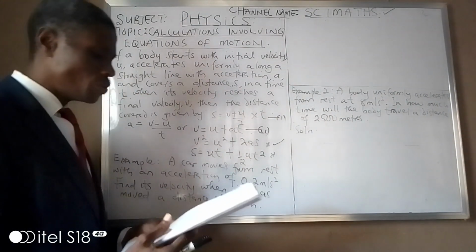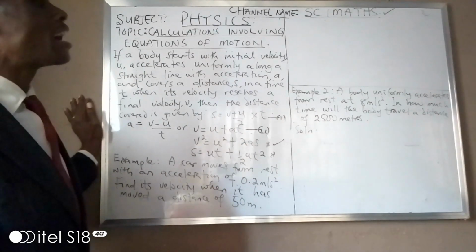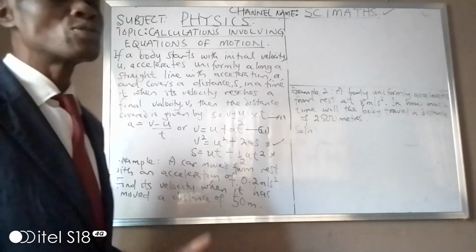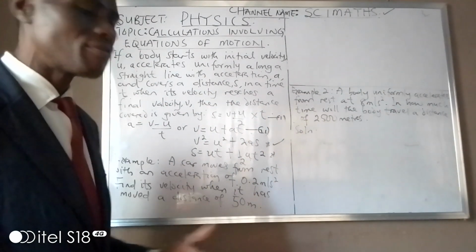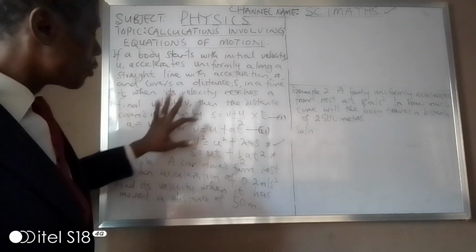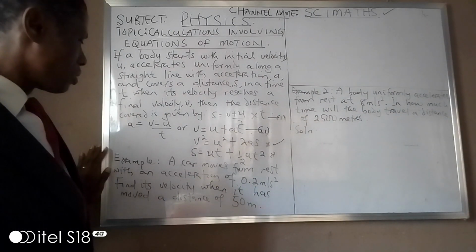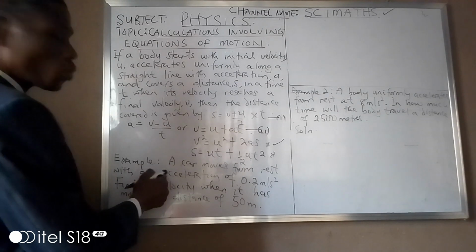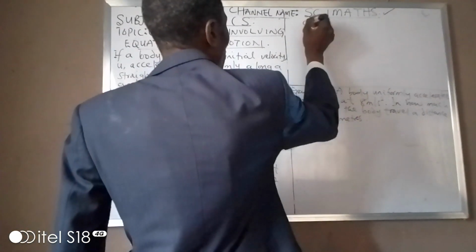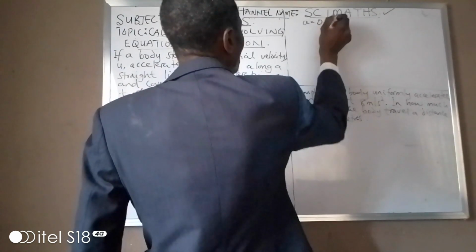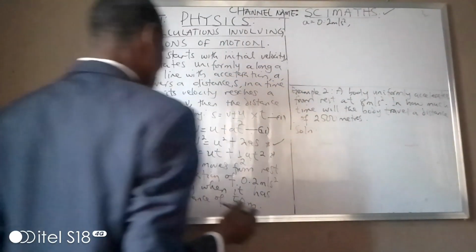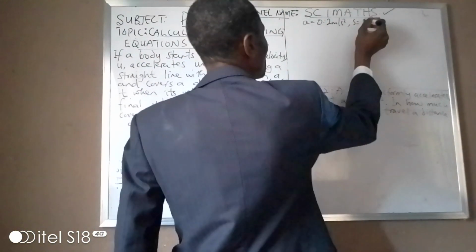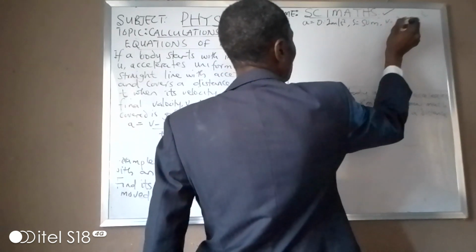From what we have there, we can see that we are looking for the final velocity, because they say the velocity reached, that's going to be what? The final velocity. Fine. So which of the equations of motion are we to apply to solve this question? Let's first of all write our parameters. What do they give us in the question? They gave us acceleration, which is 0.2 meters per second squared. They also gave us the distance moved, s, as 50 meters. We are looking for v.